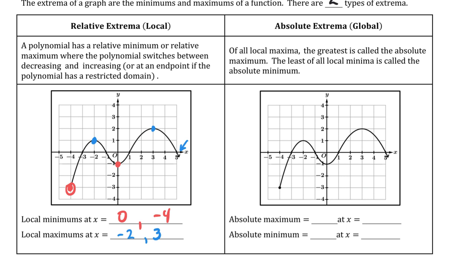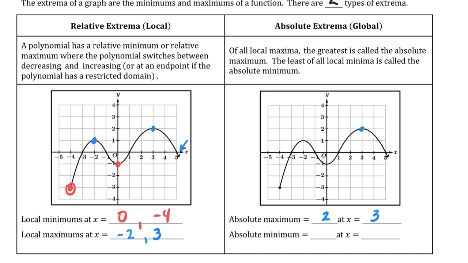So looking at this from -4 to positive infinity, what is the highest this graph goes? It goes up to 2, right? Where did that 2 happen? Well, it happened at 3.